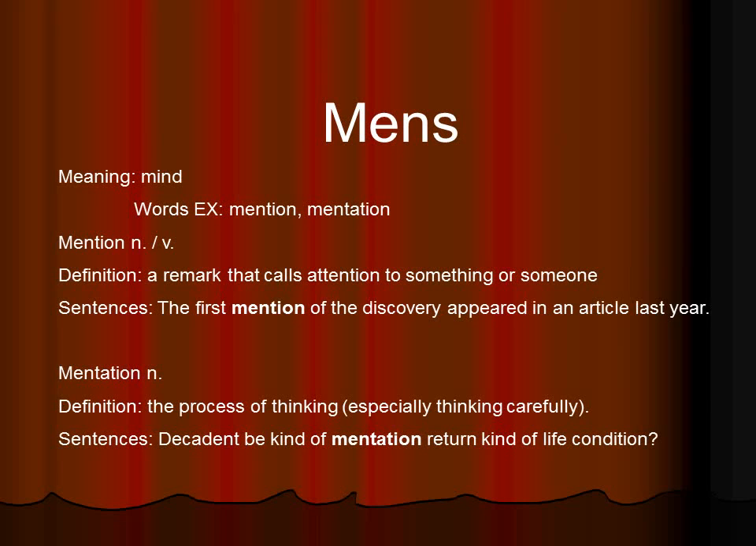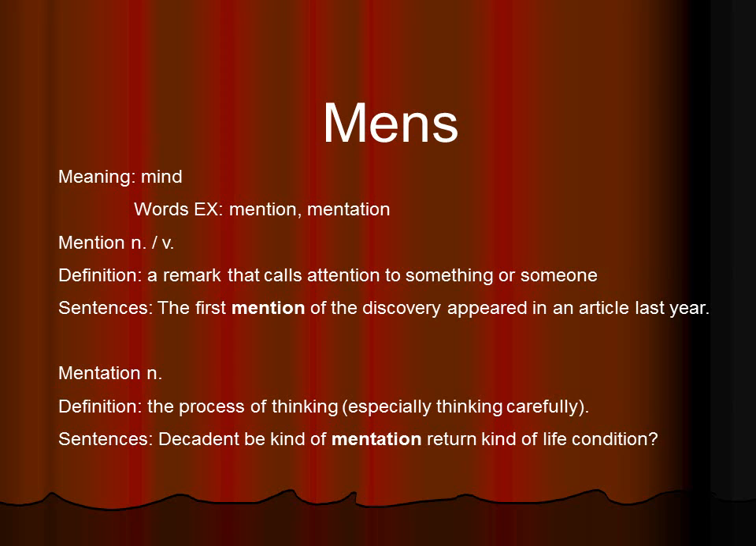And the next one is mens. The meaning of mens is the mind, like in the mind. The word examples here are mention and demented. Mention means to remind someone of something and remark on it. And demented means having some problems with the process of thinking.